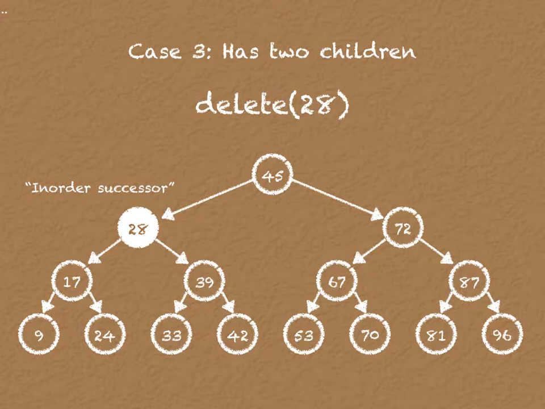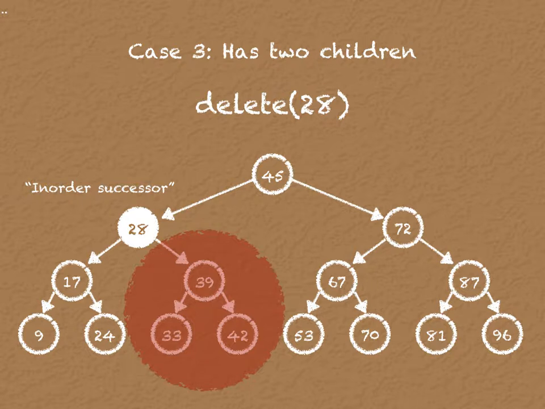What is the in-order successor? It is the node that, if we were to do an in-order traversal, would come directly after 28. So how do we find this node? Well, one way to do it would be to do an in-order traversal and see which node you would visit after the 28. Another way would be just to look at the right subtree of 28 and look for the smallest node in that subtree.